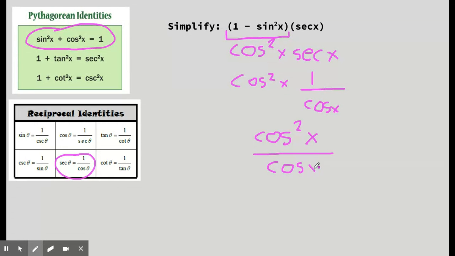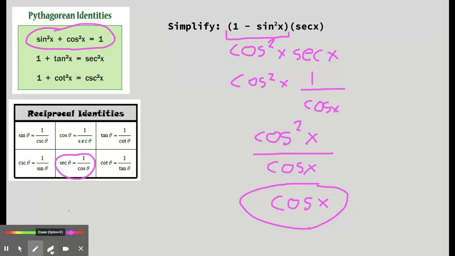We saw this earlier in a problem. I have 2 cosines on top and 1 on the bottom. So 1 is going to cancel. And our final answer is the cosine of x. And just like that, we've gone through and we have done some practice with Pythagorean identities and reciprocal identities. So hopefully you find them kind of maybe in the middle, not too hard, not too easy, but just a bit enough of a challenge.